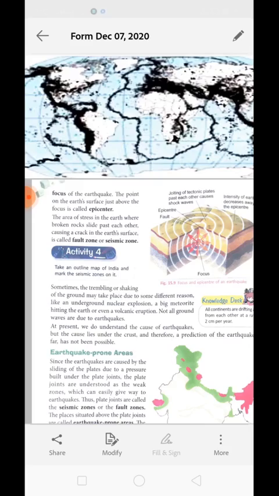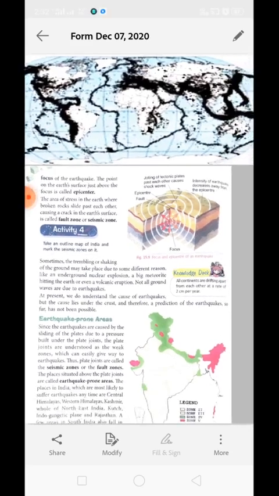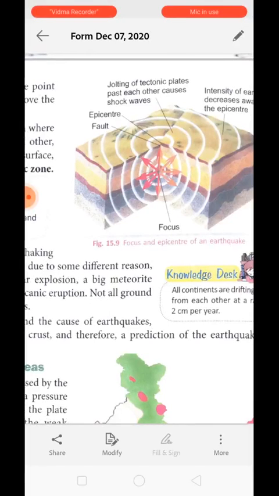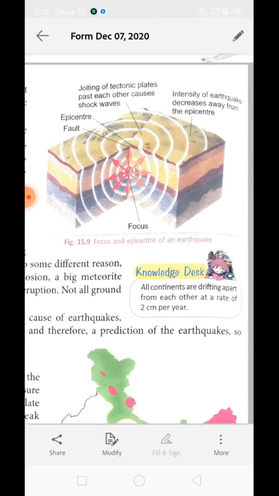We are not a participant in it. Okay, we are not causing it, neither can we stop it. We can only suffer or protect ourselves from it. Because of the convection current formation in the mantle, all the continents are drifting apart from one another at a rate of 2 centimeter per year. Means all the continents are moving from one another at the rate of 2 centimeter per year. They are drifting apart, they are moving far from one another.